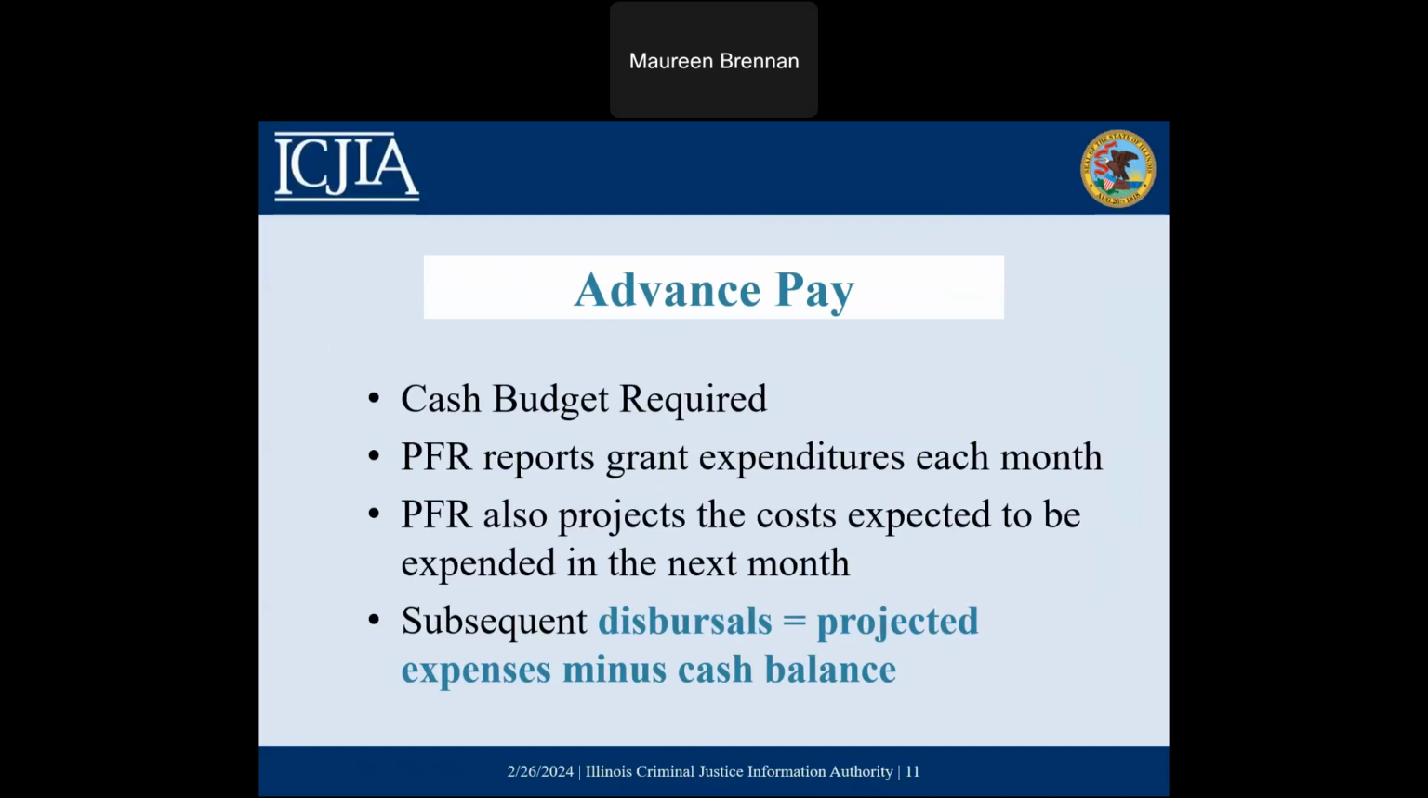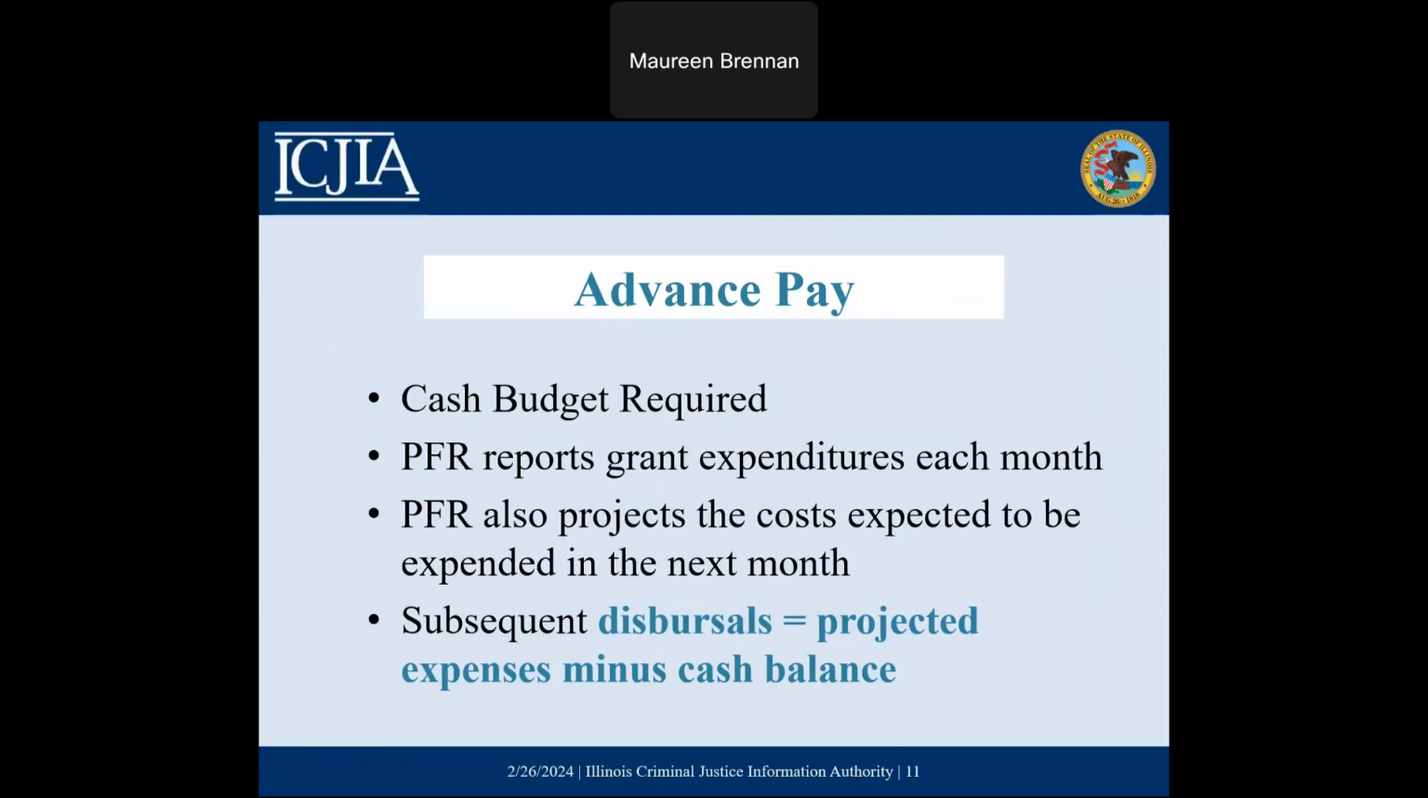For instance, if in your first month of program activity you expected to spend $1,000, and we sent you that $1,000 to get your program started. After the first month of activity, you submit your PFR, and you report expenses of only $800, but you think you're going to have $1,000 worth of expenses in month 2. We're not going to give you another $1,000. We're going to give you what you project, the $1,000 less your $200 cash balance that's on hand, so that you always have just enough money to operate your program for the coming month.